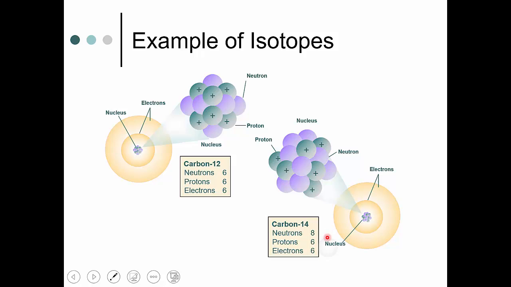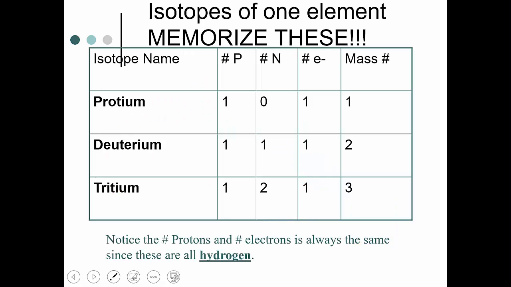Another version is down here. We have 6 protons still, but the neutrons are 8 this time. So it's just a different variety. And so, of course, 6 plus 8 is 14. So it is carbon-14. That's the name of the isotope.